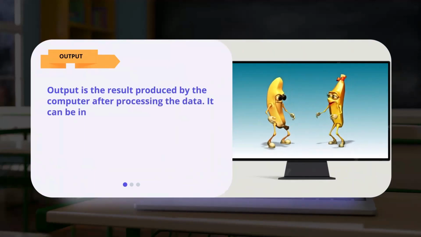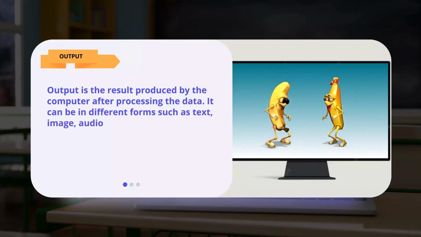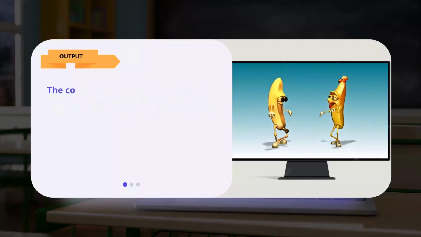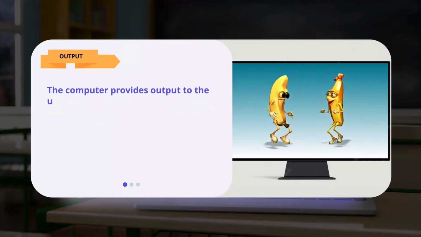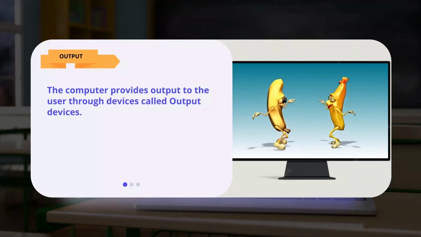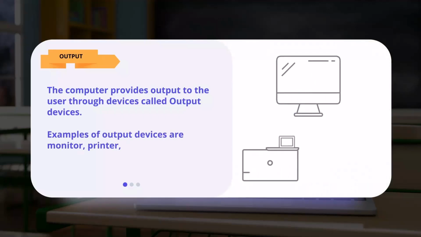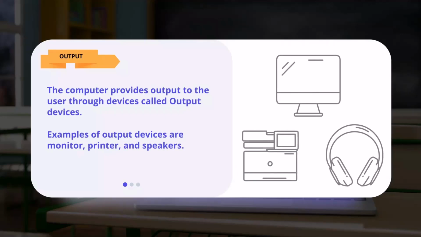Output. Output is the result produced by the computer after processing the data. It can be in different forms such as text, image, audio, or video. The computer provides output to the user through devices called output devices.